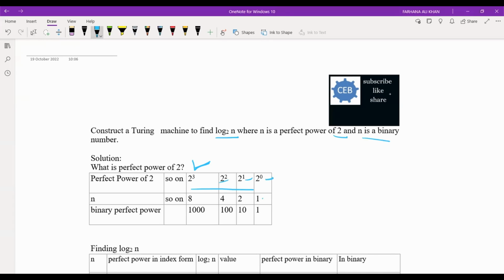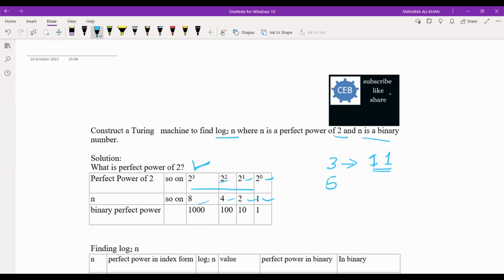So what will be the answer? The answer will be 1, 2, 4, 8. Why are we not selecting 3? Because 3 is not a perfect power of 2. How is it not a perfect power of 2? Because it starts with 1 and after that it also has 1. So this is the binary equivalent of number 3.